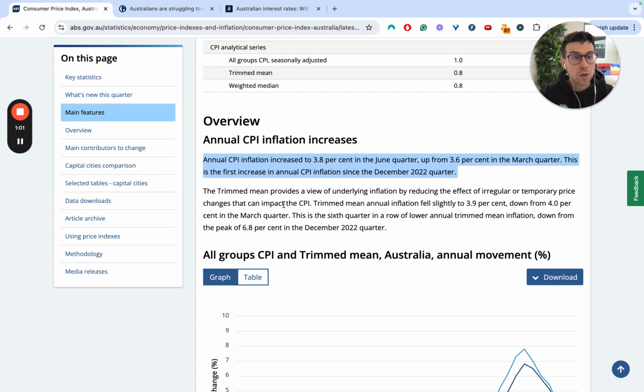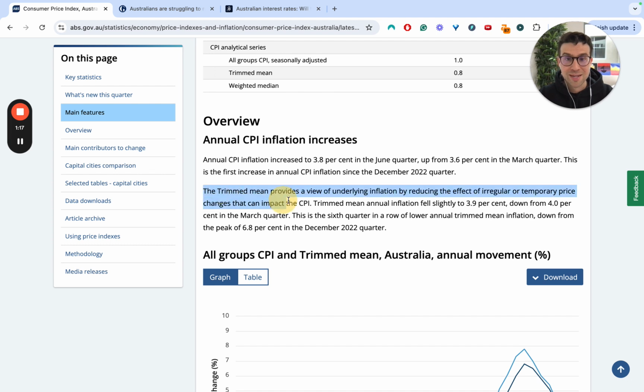Now, remember though, monthly data has a lot of noise. It can change a lot. It's not really a good long-term indicator. Equally, the annual CPI increase here is also not a great long-term indicator because it's going to factor in a lot of irregular or temporary price changes. And that's what the trimmed mean is designed to solve.